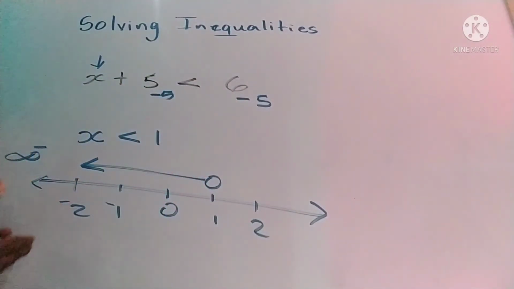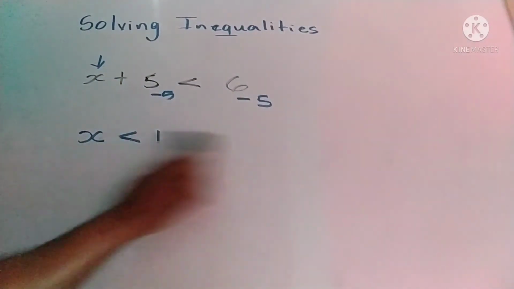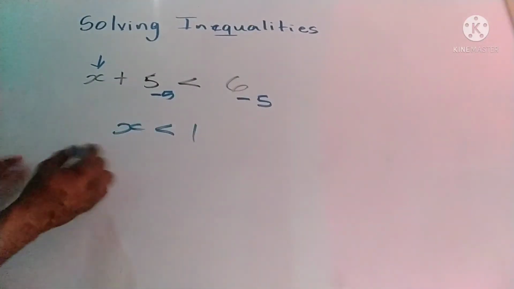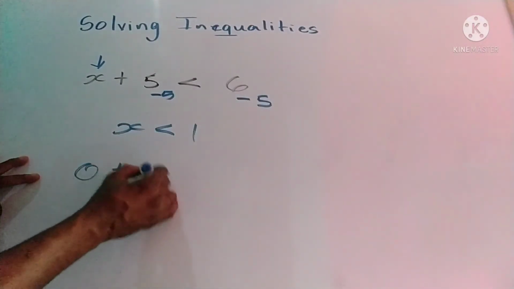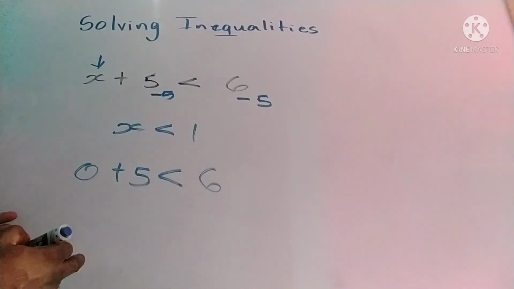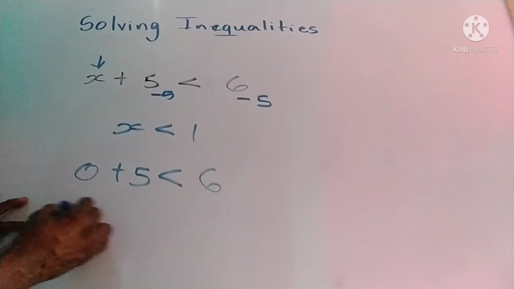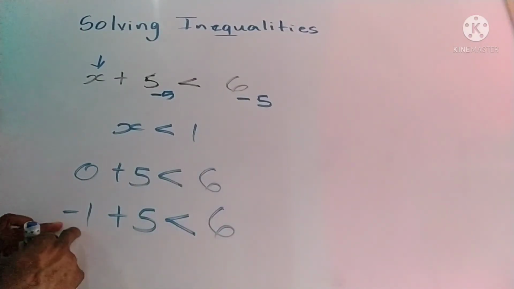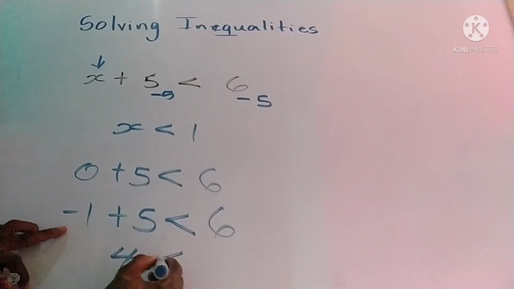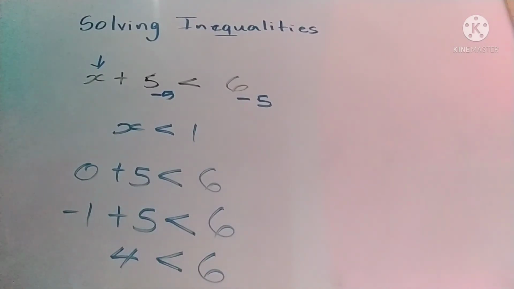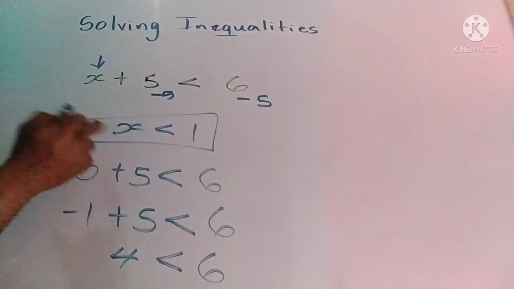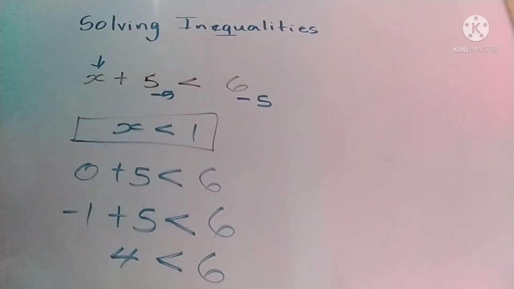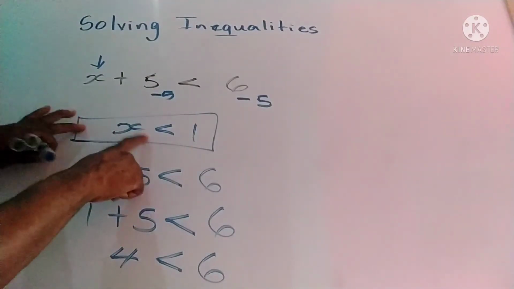Well, let us see if it really works. Let's try. So we're talking about x is less than 1. Let us say less than 1 is 0. 0 plus 5, is that less than 6? Yes, it is true. Let's try negative 1. Negative 1 plus 5. Is this less than 6? Yes, 4 is less than 6. And you could try as many values that are in this set here. You could try any value here in this set to see if it is true, and then you have confirmation that you would have done the correct thing.